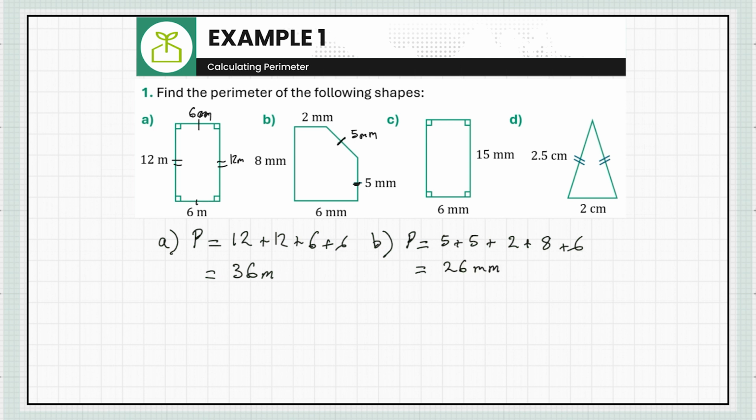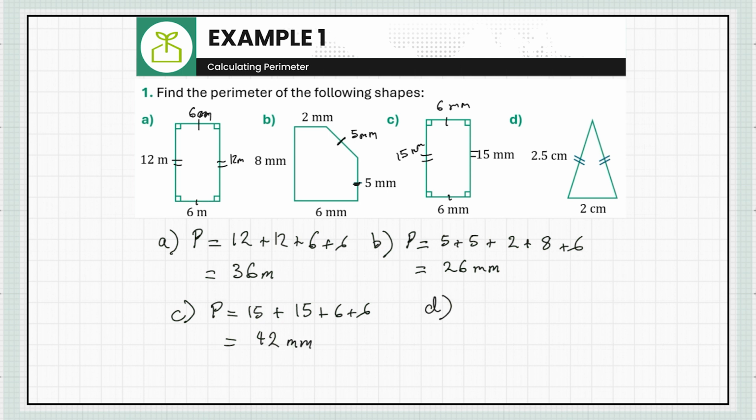Alright. Here's another rectangle. So again, we've got our millimeters here and here. These must be the same size. So this is going to be 6, and this one here is going to be equal to 15. Alright, so for C, our perimeter is going to be equal to 15 plus 15 plus 6 plus 6. Okay, so this is 30, add on 12, and we get 42 millimeters.